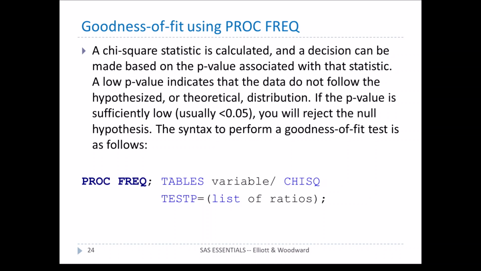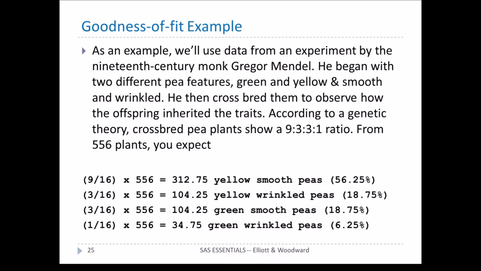A goodness of fit test using PROC FREQ is done in this way. So look at the code here at the bottom. PROC FREQ tables, whatever variable contains the information we're interested in, / chi-square. And then the important thing here is the TEST P= statement, and then a list of ratios. This is the list of hypothesized ratios that we're interested in comparing. Did what we observe fit in the same proportion as this list of ratios that we're going to list there?